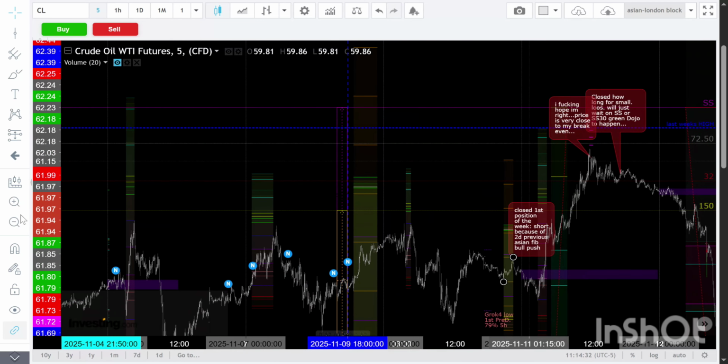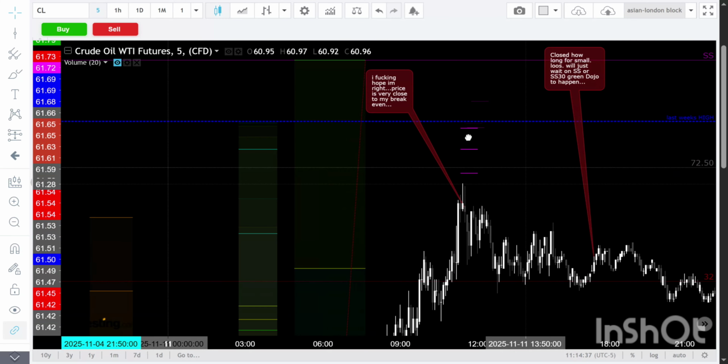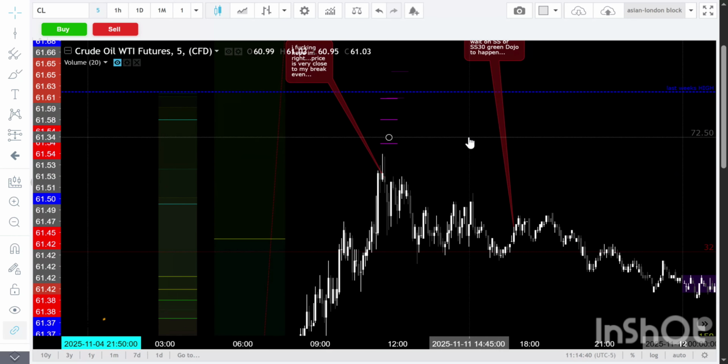Now let's go over here to where I messed up. I thought price was going to take out the high because it was so close to it, and I had the fib level here. Remember, when price touches this line here, it's going to come up to here. You got to come up with your own fib levels.